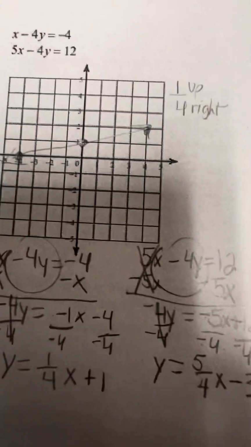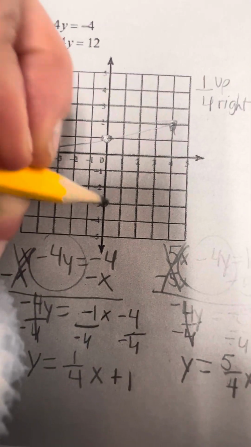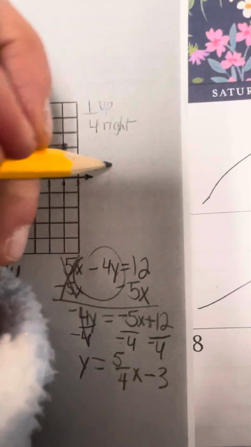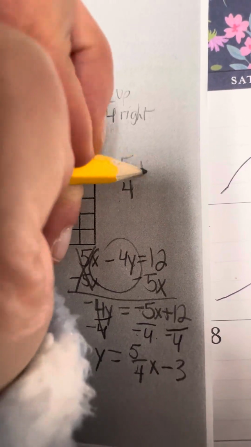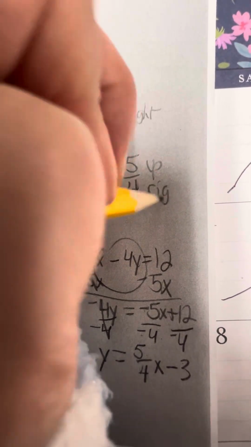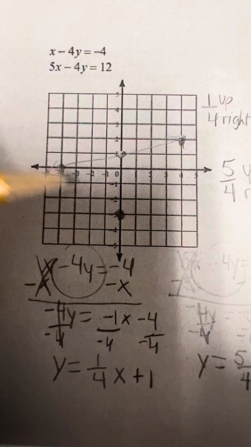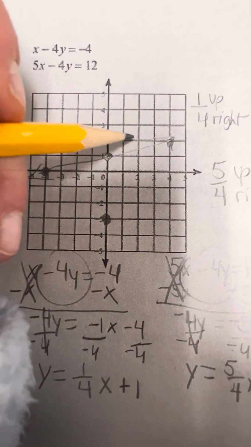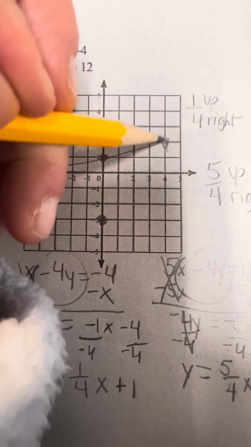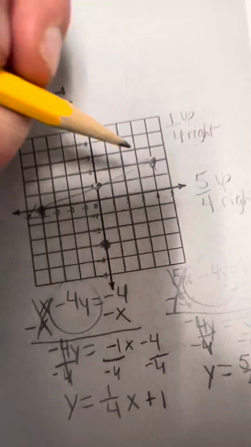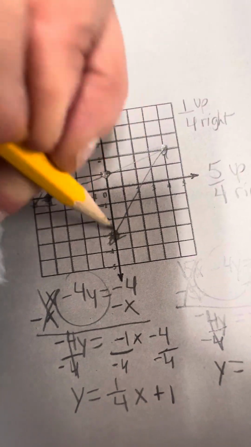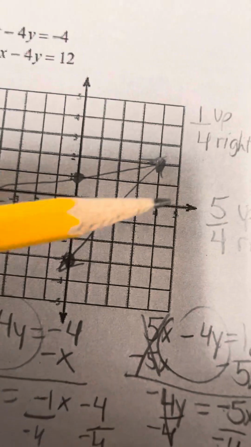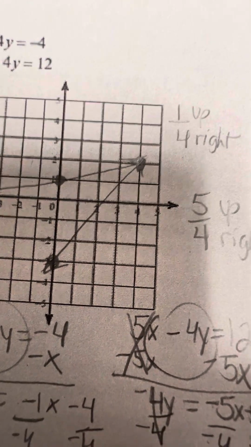Start with that negative 3 on my graph, my y-intercept, and then we are going to go 5/4. So we're going to go up 5 and right 4. So I'm going to go up 1, 2, 3, 4, 5. 1, 2, 3, 4. There is the point they intersect. That point right there is at 4, positive 2.